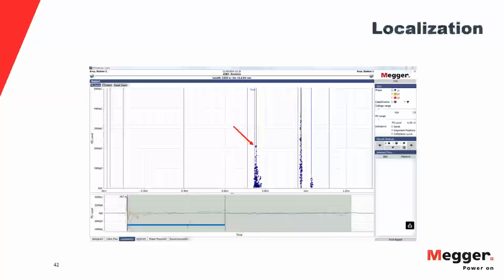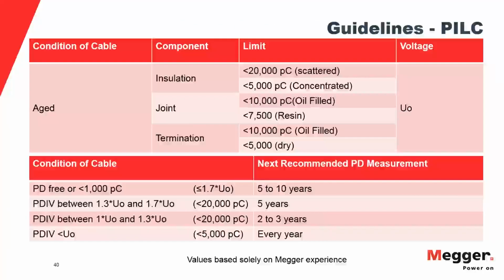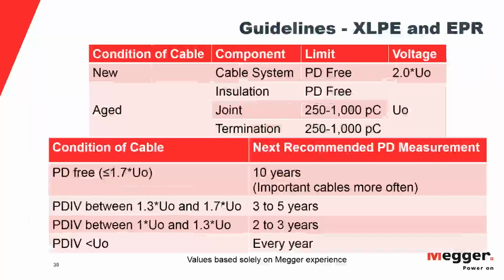But if you detect any PD in an extruded cable, that should be a red flag, and you should be, at the very least, closely monitoring it. When we talk about paper lead cables, these guidelines are only for aged cables. I don't present anything for new cables because nobody's really putting in new lead cables. There's maybe a few exceptions here and there, but generally speaking, any lead cables that are out there are aged.